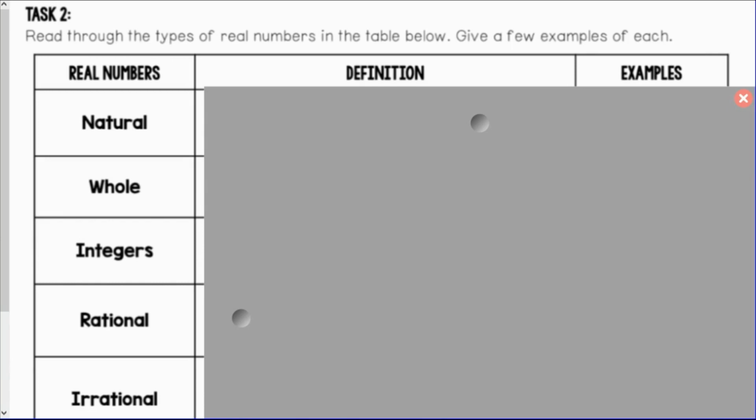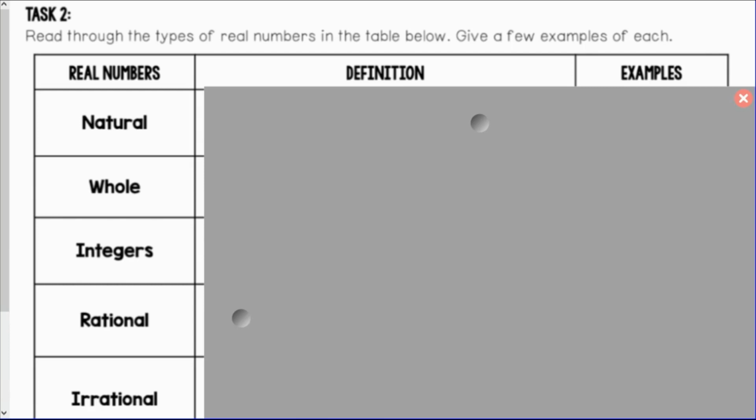Well, every number that you've experienced so far in math is what we call a real number. Real numbers are numbers that we use to measure one-dimensional quantities such as distance, duration, or temperature. Now, within the set of real numbers, there are subsets of different types of numbers. Those subsets include natural numbers, whole numbers, integers, rational numbers, and irrational numbers. Looking at each of those subsets a little bit more directly, we can define and give examples of them.